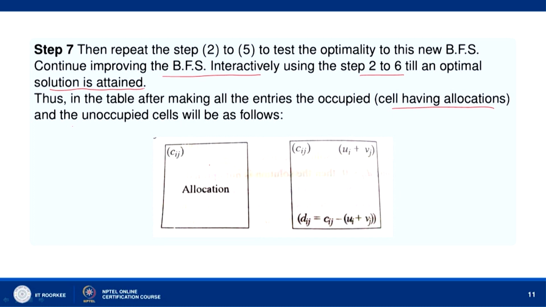Let us see. So, this is our first table where Cij's are the costs of the ijth cell, written in the upper left corner. Allocations are there in this table. Now, ui plus bj is the sum of ui and bj, which is written in each unoccupied cell, in the upper right corner. And in the lower right corner we are writing Dij equal to Cij minus (ui plus bj), and we have to check the sign of Dij for the optimality.